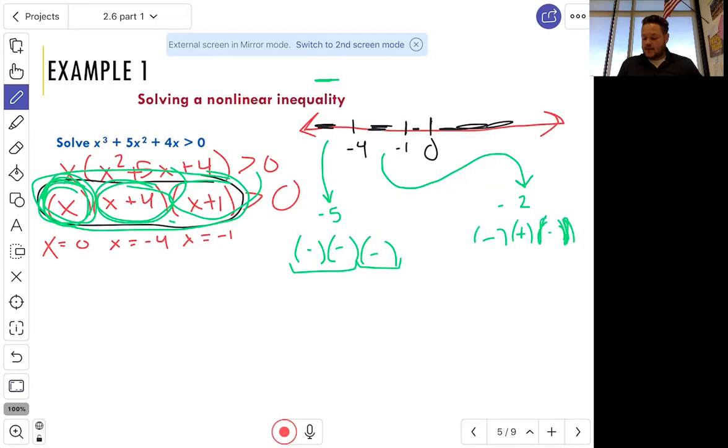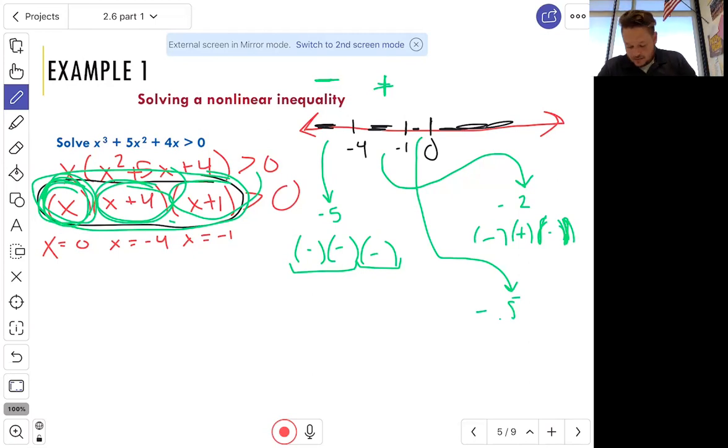So I have a negative times a positive, which is a negative, times another negative makes it positive. So those solutions are positive. Now we need to plug in another number, this one between -1 and 0. Let's do that right over here. The only number I can think of is -0.5 or -1/2.